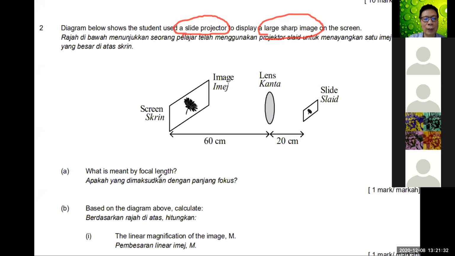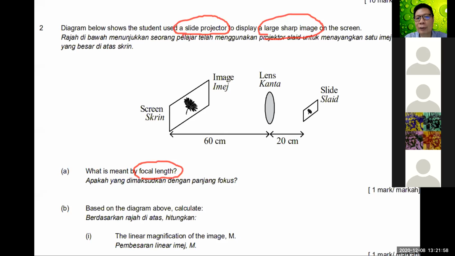What is meant by focal length? This is the format of the question. First one, sure they ask a definition. They ask definition: what is focal length? What is the virtual image? They will ask something like this. So now what is focal length, class? Any idea or not?